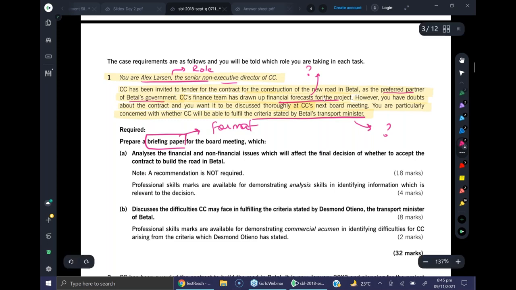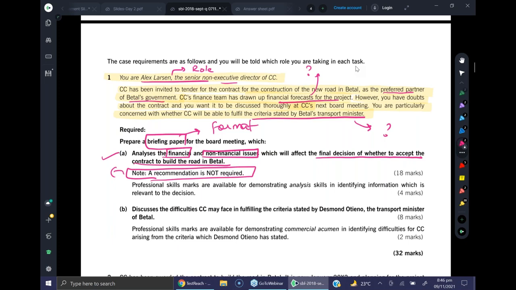Okay, so we have to prepare the briefing paper for the board meeting, which analyzes financial and non-financial issues which will affect the final decision of whether to accept the contract to build the road in Beetle. An examiner clearly says a recommendation is not required. So please note, when the examiner says recommendation not required, you do not give the recommendation, otherwise you're going against the requirement. So stick to the requirement. So I think this requirement is pretty clear cut. Financial and non-financial factors needs to be discussed, but we'll have to keep the balance. Not too many financials, not too many non-financials, balanced. So again, what aspects I'm going to consider will totally depend on the exhibits. I'll first read the information and then I will decide.